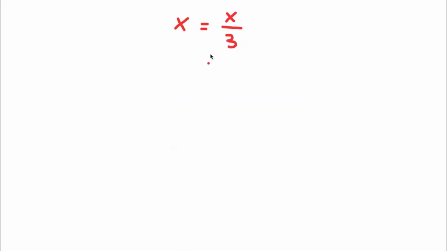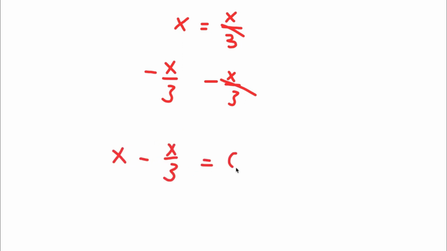Alright, so in this problem, I have x is equal to x over 3. So to solve this, I'm going to first start by subtracting x over 3 on both sides. So now, these two are going to cancel out, and I'm going to be left with x minus x over 3 is equal to 0.